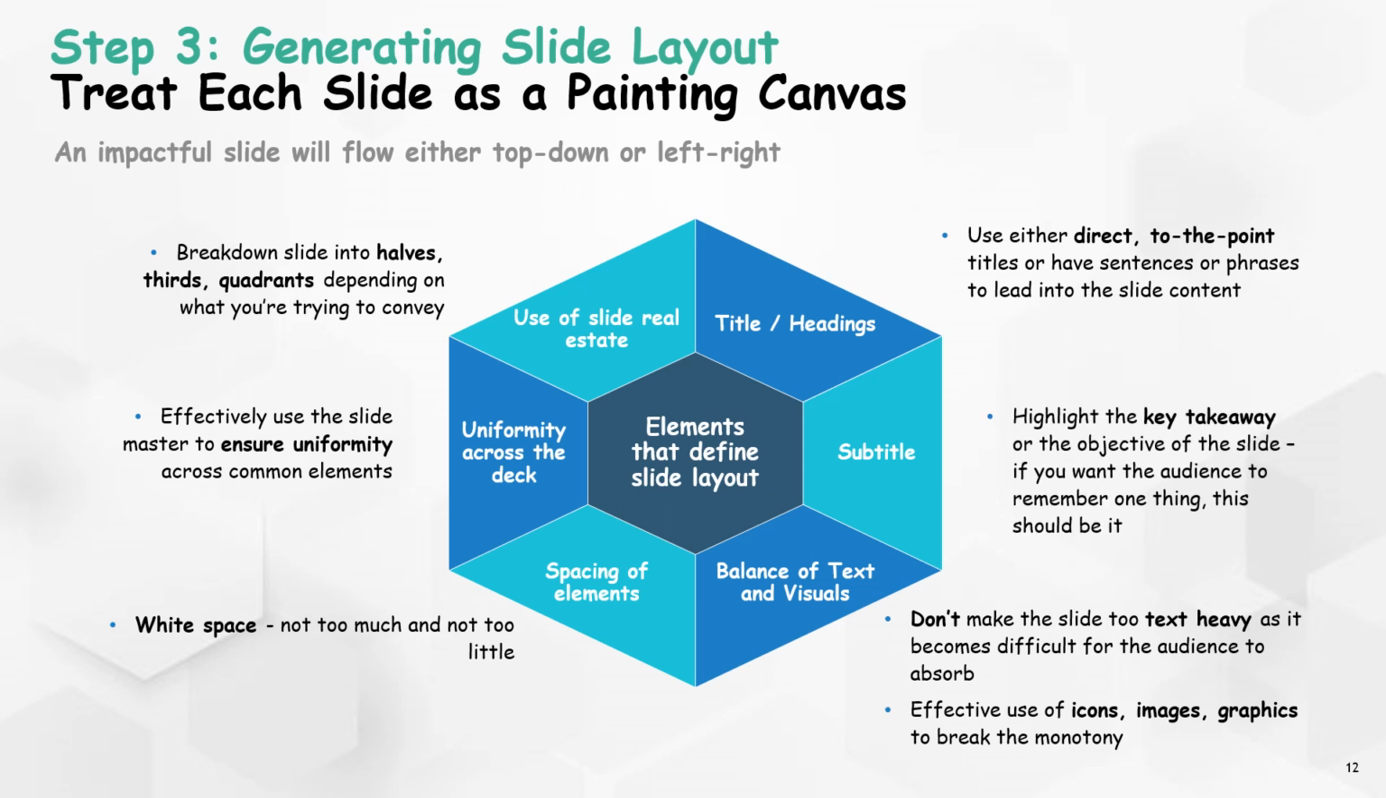Next is a subtitle. Sometimes the title might not be sufficient. Then you have to add a subtitle, also called a subheading by the way, which describes the objective of the slide. Then don't make it too text heavy. Also try to embed some icons, visuals, images, graphics. Try to leave some white space because too much text or too many visuals, if there is no white space, is not quite appealing to the eyes. But again, don't make it a lot of white space as well.